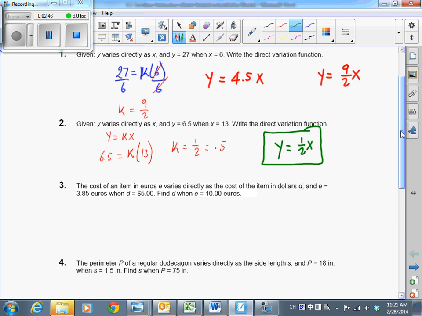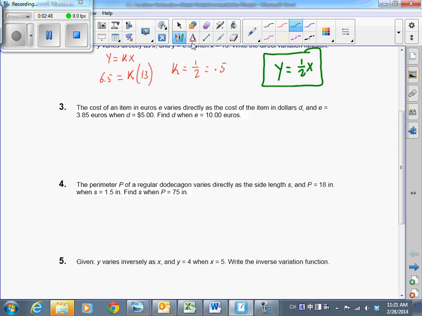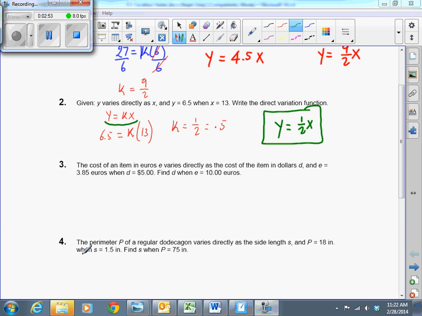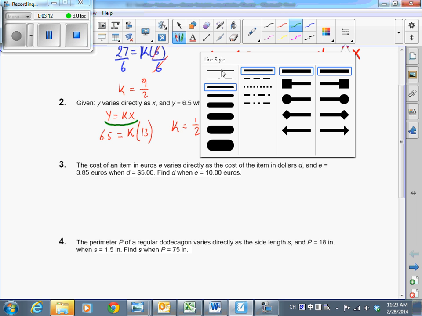Let's do a word problem relating to this. This time we have a word problem, and it says the cost of an item in euros, E, varies directly as the cost of the item in dollars, D. We no longer have x and y. They're telling us what the variables are. So let's go ahead and try to write this equation. As you read, you can write. If you can read it, you can write it.